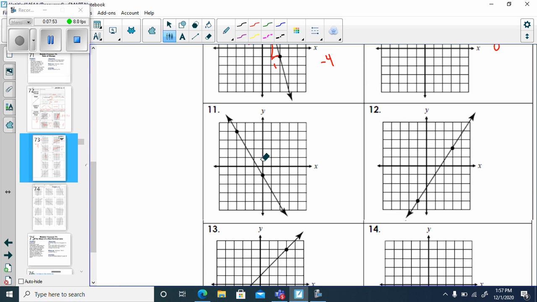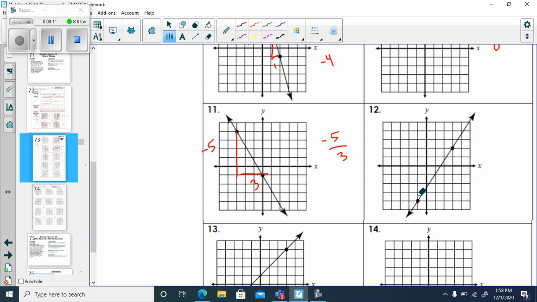How about this one? We know the slope is negative. It's going down. And in fact, on the y-axis, I'm going down 1, 2, 3, 4, 5. Went down 5. And I go right 1, 2, 3. My slope is -5 over 3.